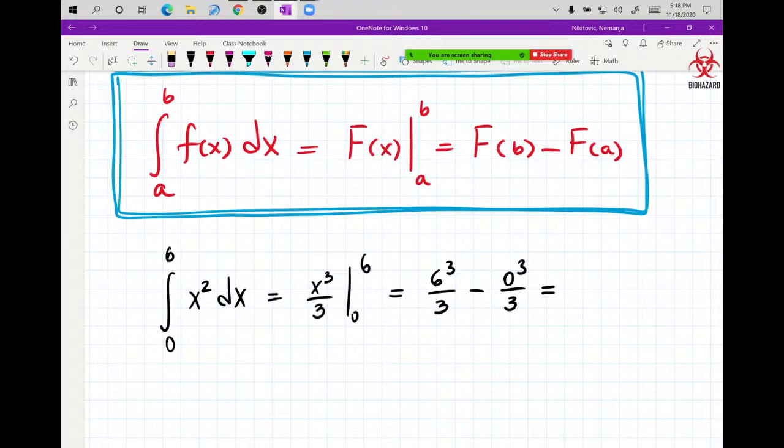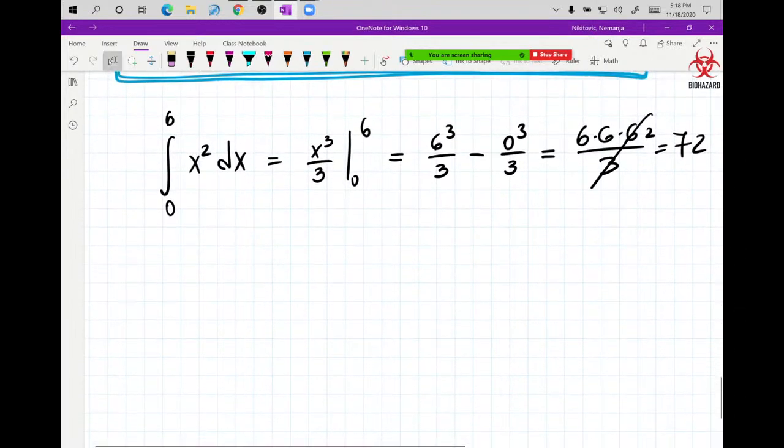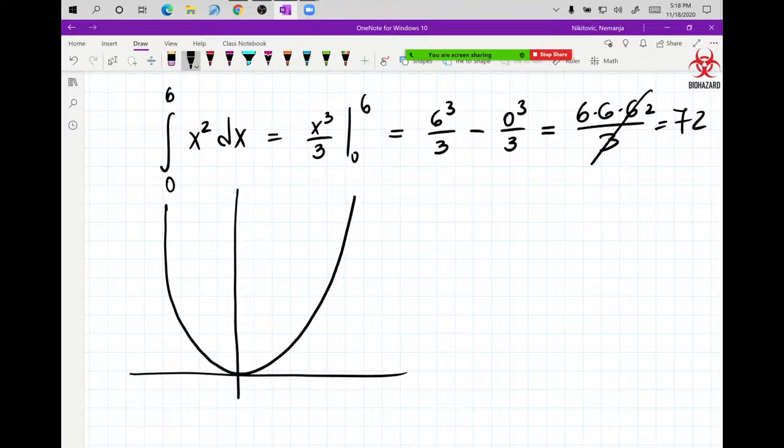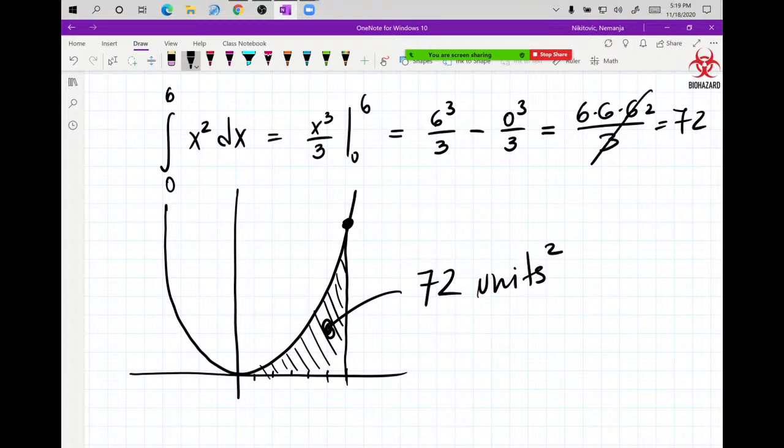We have a few seconds. So this is, okay, 6 cubed. Well, this is 0, so I don't have to worry about that one. But 6 cubed, I don't want to go 6 times 6 times 6. What I'm going to do is I'm going to cancel one of these, get a 2, and 6 times 6, 36 times 2 is 72. Done. Now, what is the meaning of this? The meaning is very simple. Here I have the x squared curve. 1, 2, 3, 4, 5, 6. And this area here is 72 units squared from 0 to 6. That's what it means.